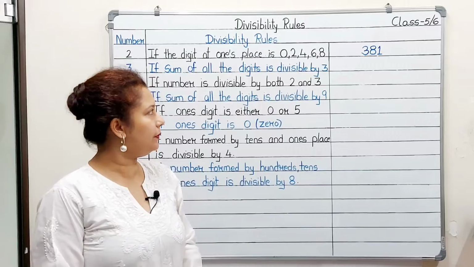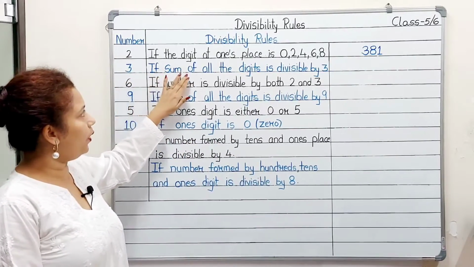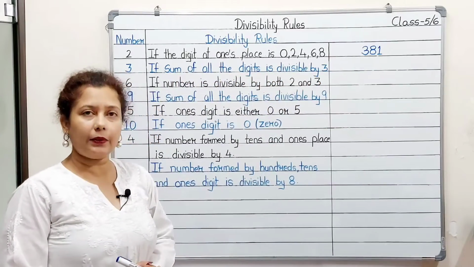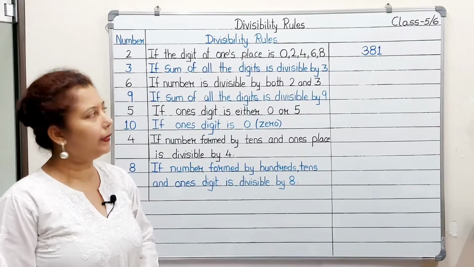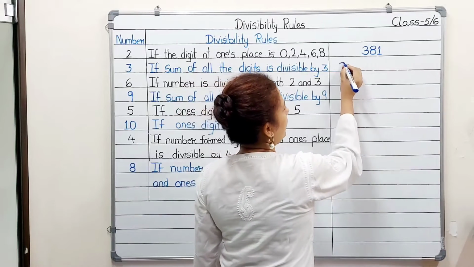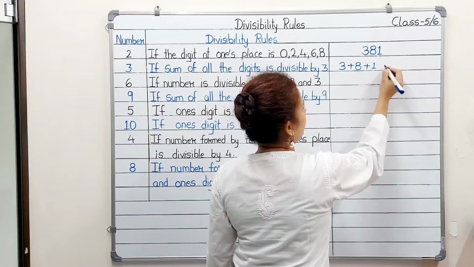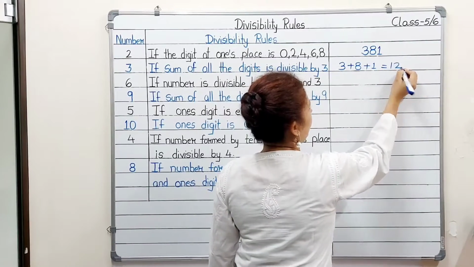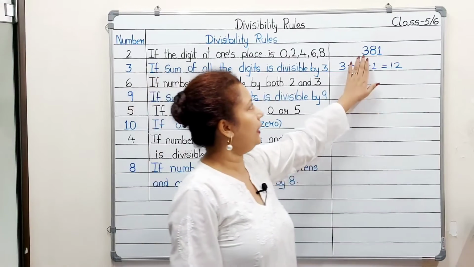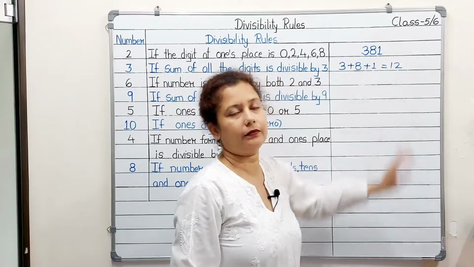Next we will see divisibility rule for 3. The rule is if the sum of all the digits is divisible by 3, then that number is divisible by 3. Here are 3 digits. Sum of all these 3 digits, that is 3 plus 8 plus 1, is equal to 12. And 12 is divisible by 3. That means 381 is completely divisible by 3.